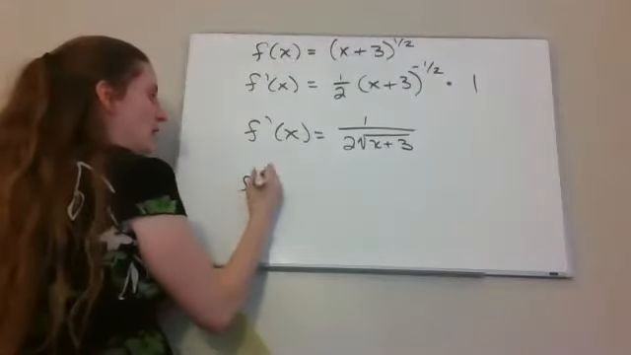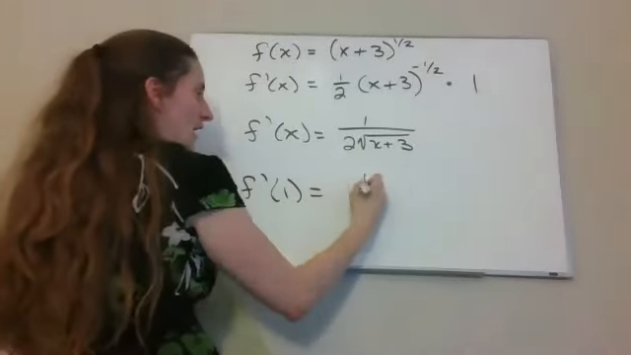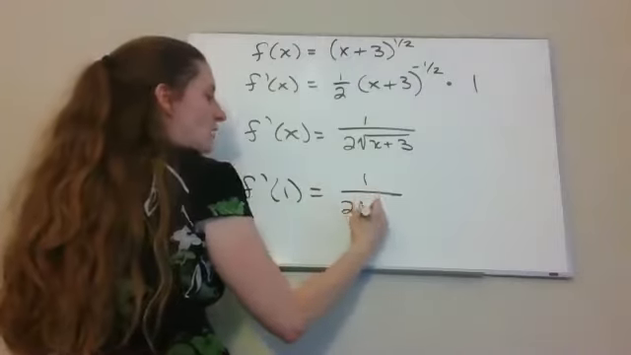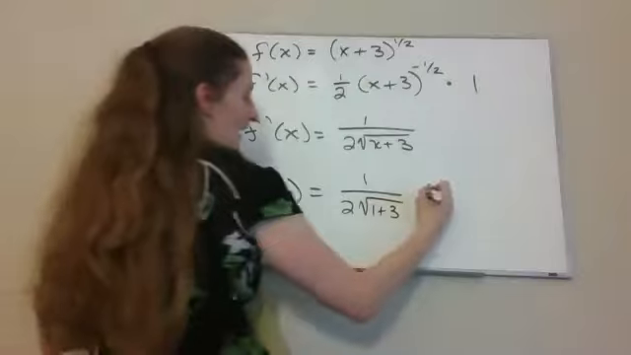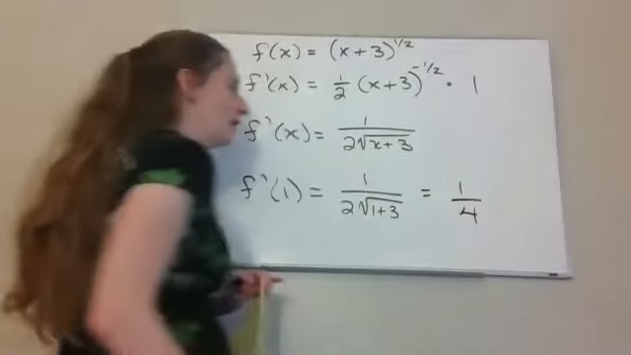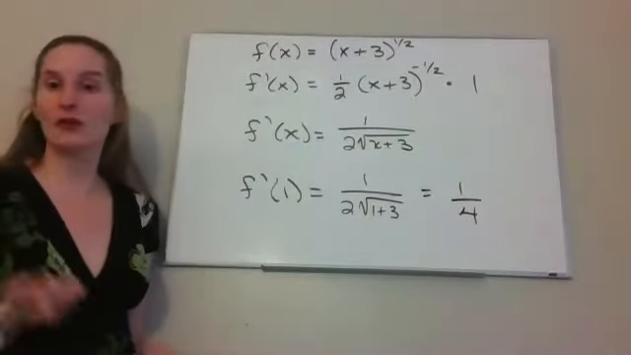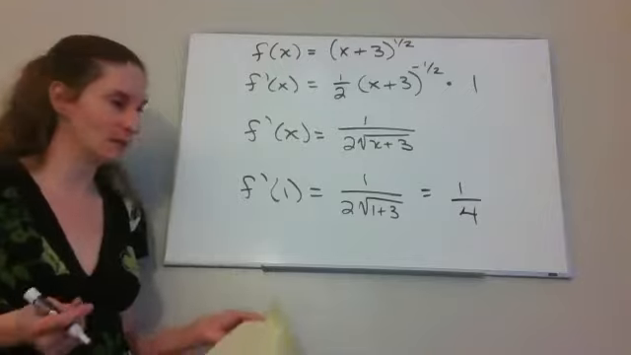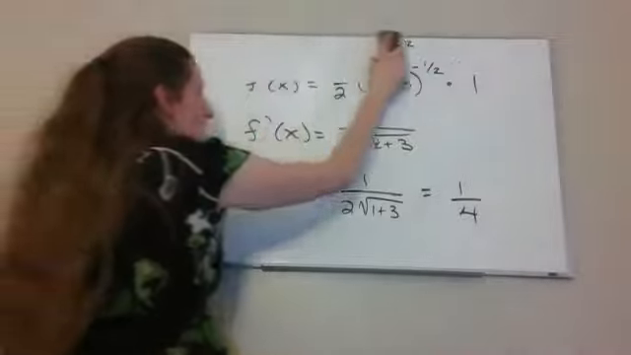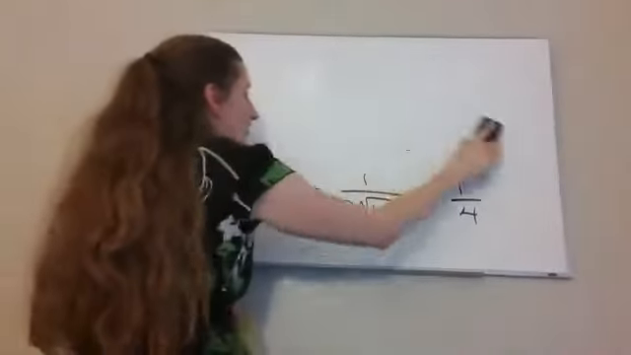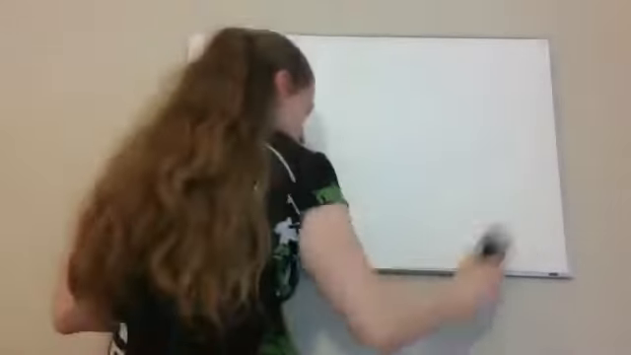And what is my derivative at 1? Well, at 1, we have 1 over 2 times the square root of 1 plus 3, which is going to be 1/4, because the square root of 4 is 2, and so we have 2 times 2 in the denominator. So now I know everything I need to know to write the linearization of the function.